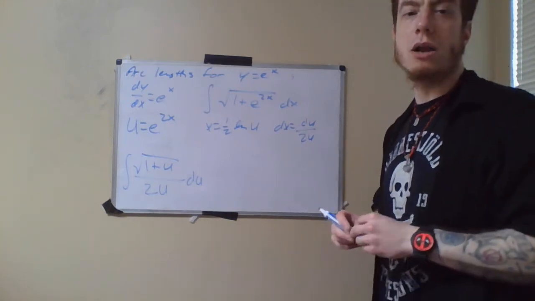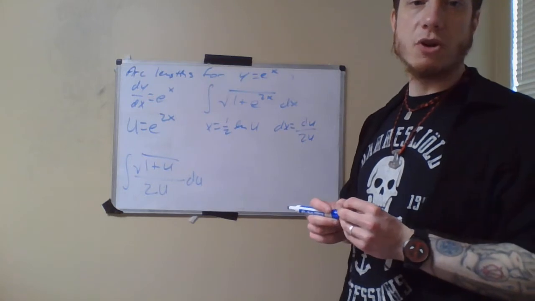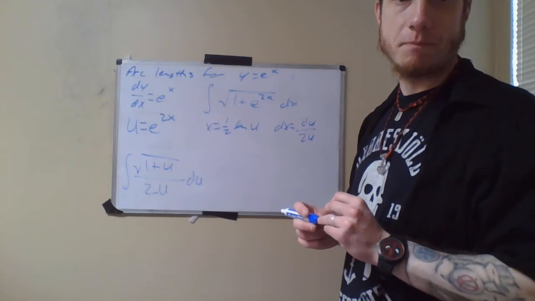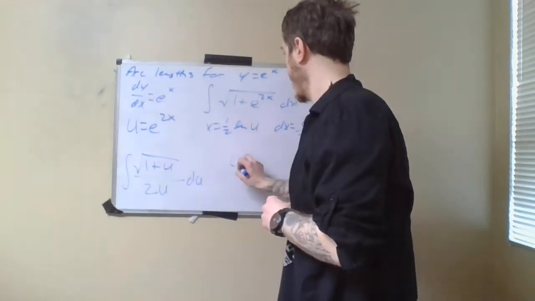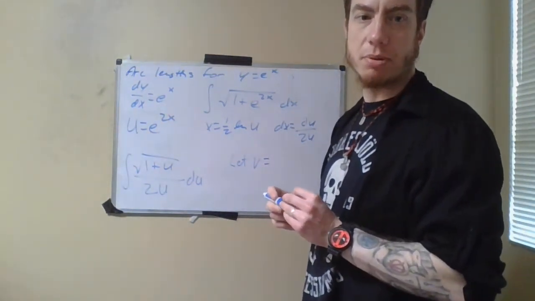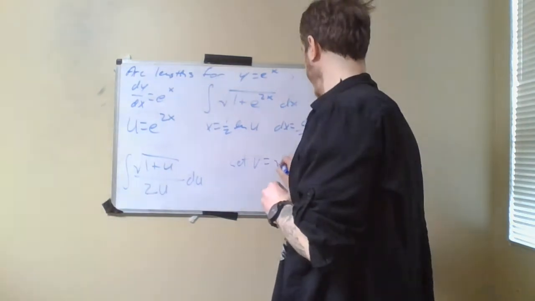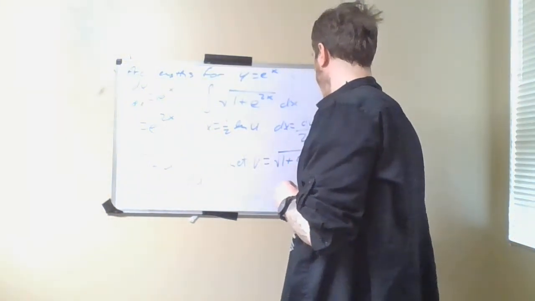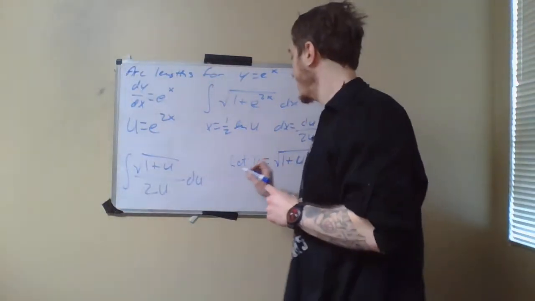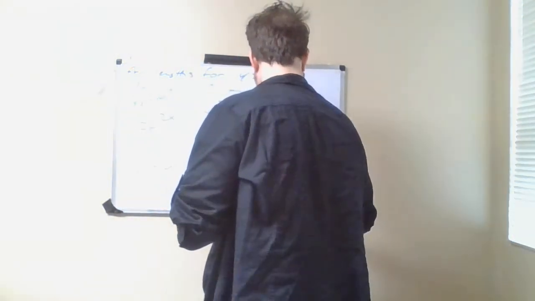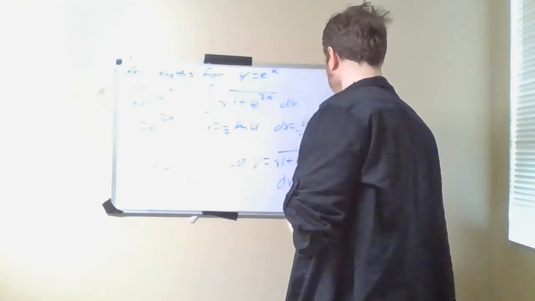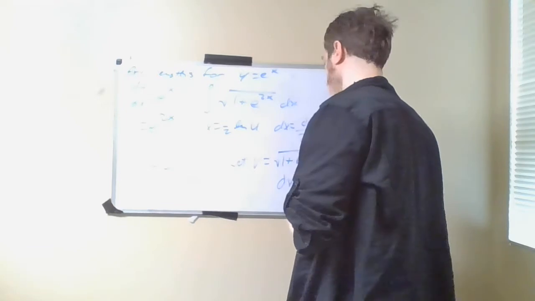Now we're going to do another substitution here. What I'm going to do is make the substitution v equal to the square root of 1 plus u. And we can calculate dv, which is going to be du divided by the square root of 1 plus u.